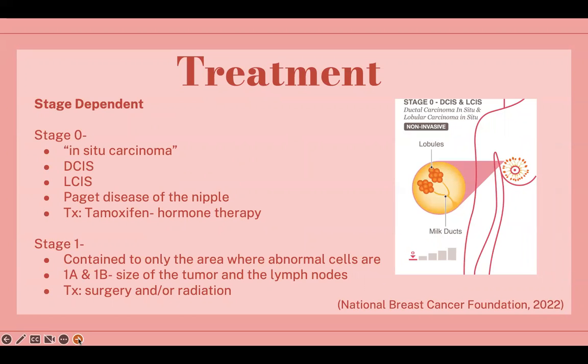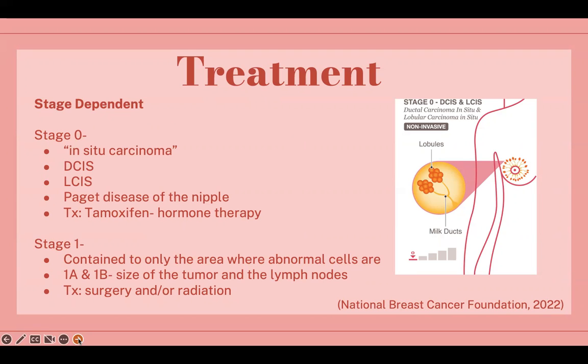In order to understand the best course of action, it is important to recognize that each stage has a different route. Stage 0 is also known as in situ carcinoma, which means the cancer stays in place. The three types are DCIS, which is ductal carcinoma in situ, lobular carcinoma in situ, or LCIS, and Paget's disease of the nipple. Ductal carcinoma in situ is a non-invasive cancer where abnormal cells have been found in the lining of the breast milk duct.